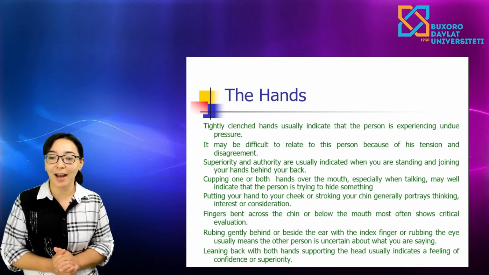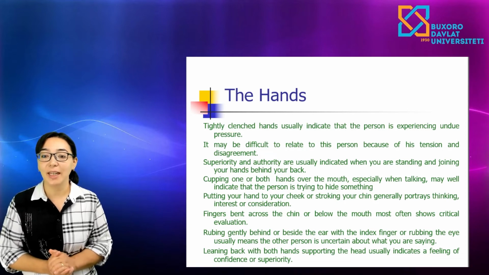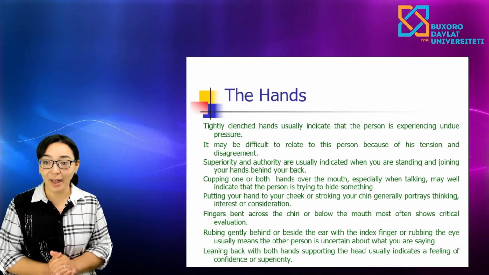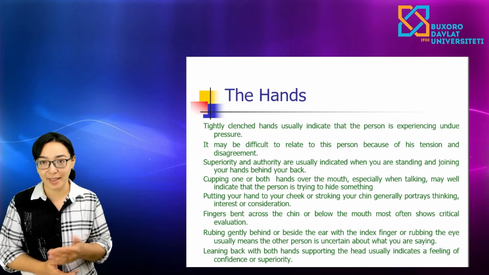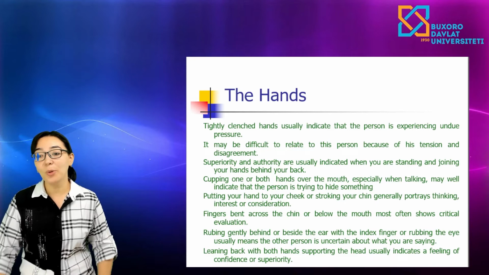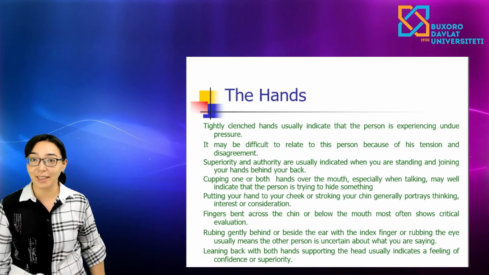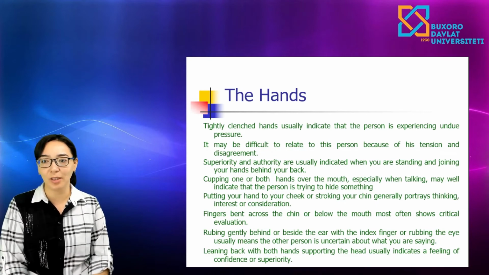Rubbing gently behind or beside the ear with the index finger, or rubbing the eye, usually means the other person is uncertain about what you are saying. And leaning back with both hands supporting the head usually indicates the feeling of confidence or superiority.